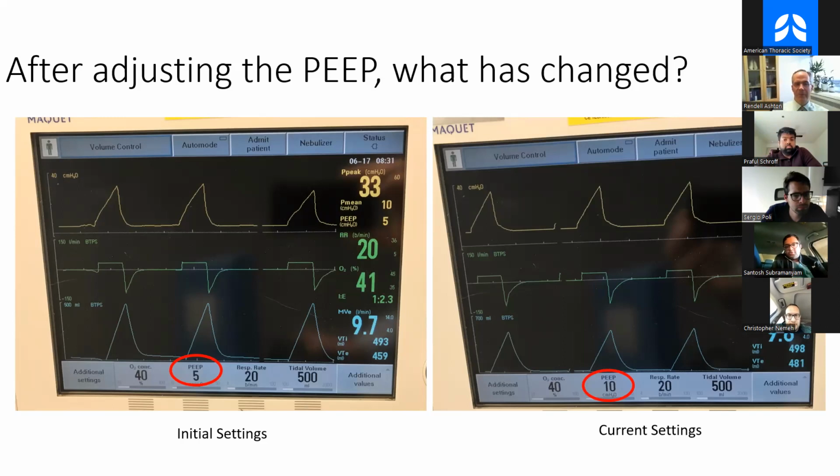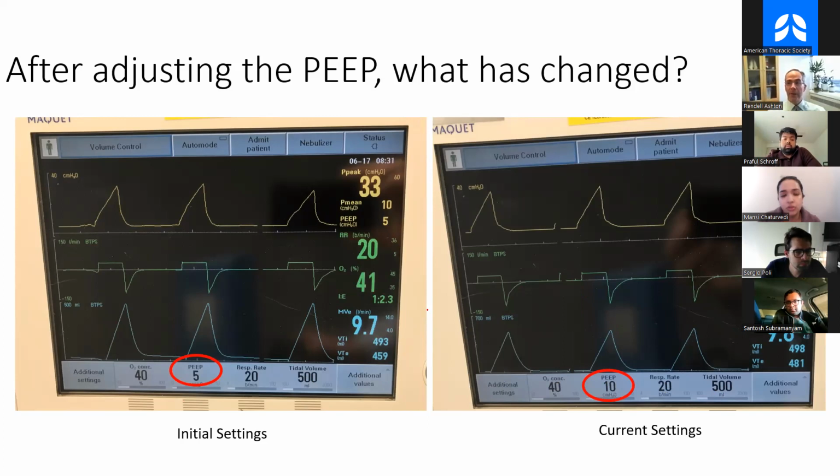Your volume has dropped? Volume, so our tidal volume is still 500. We didn't change that. And the minute volume hasn't really changed. It's 9.7, 9.8, still roughly the same. The plateau pressure. We need to check. Okay, so what is the plateau pressure? That's a great thing, right?